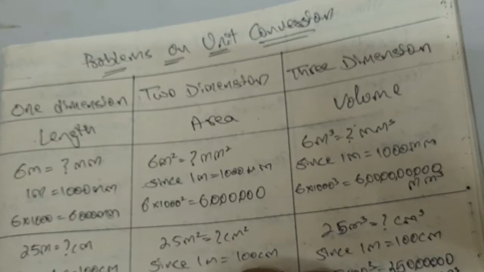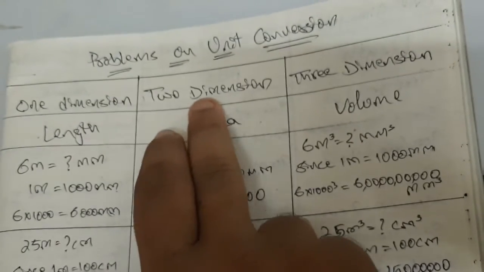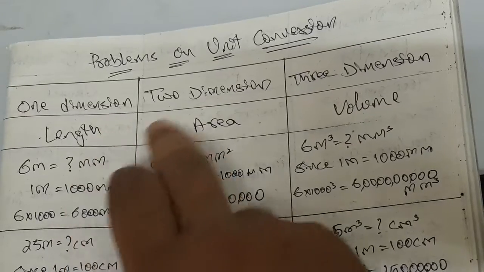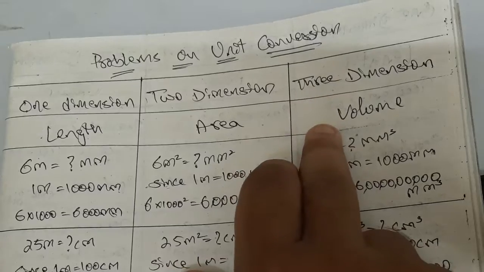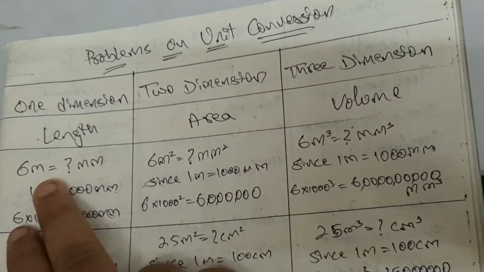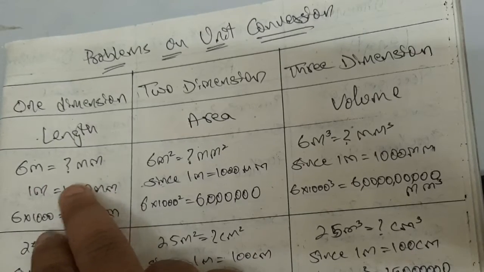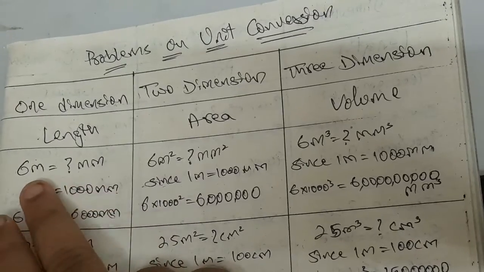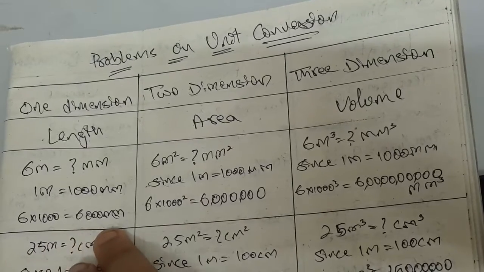So here we have three dimensions as we have discussed before, that is one dimension, two dimension, three dimension. Similarly, in one dimension we have length, in two dimension we have area, and in three dimension we have volume. So coming to the problem, 6 meter is equal to how many mm? Since 1 meter is equal to 1000 mm, we multiply 6 into 1000. So 6 into 1000 is equal to 6000 mm.